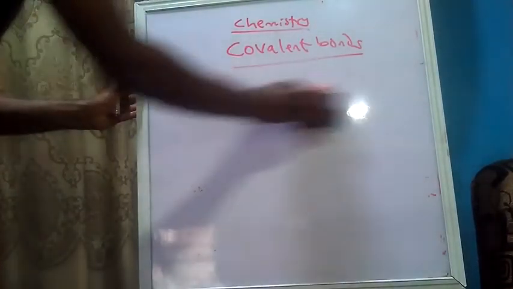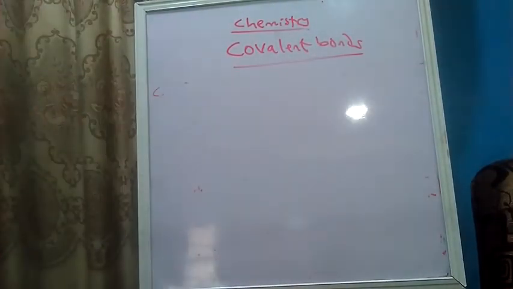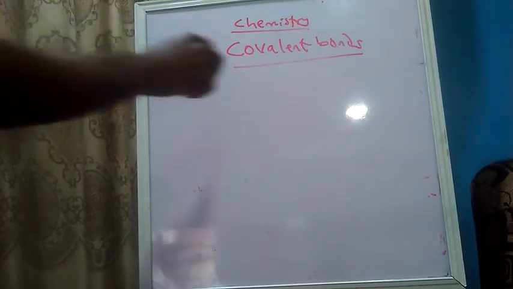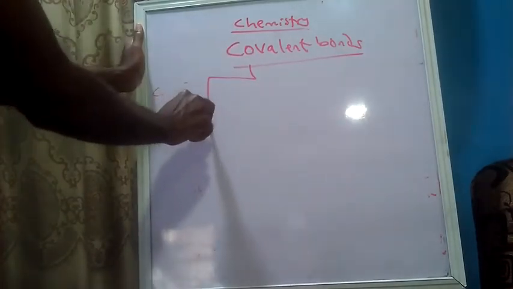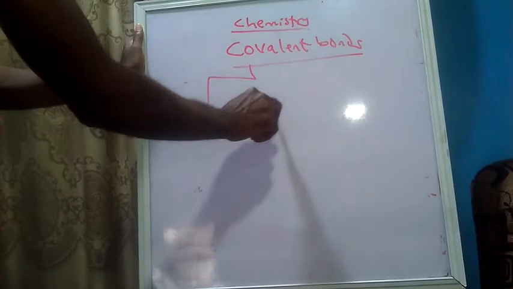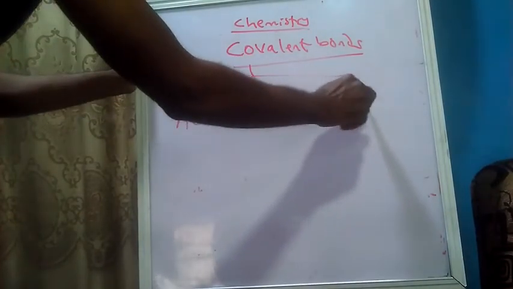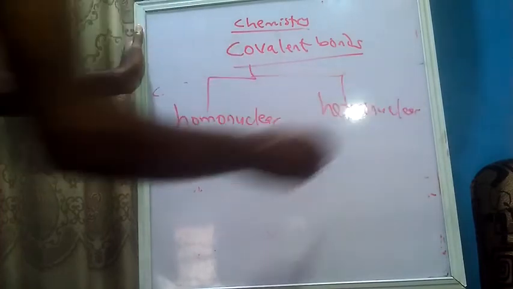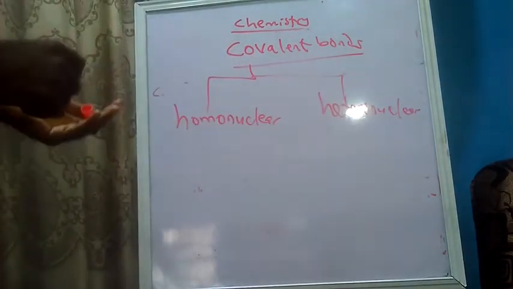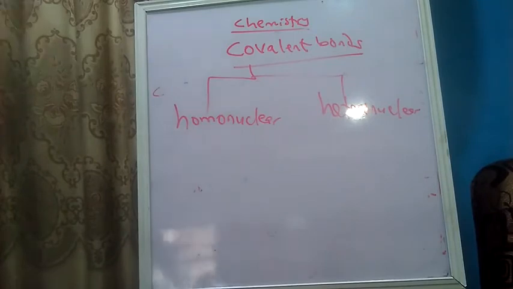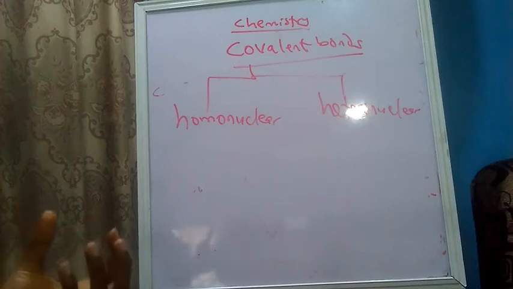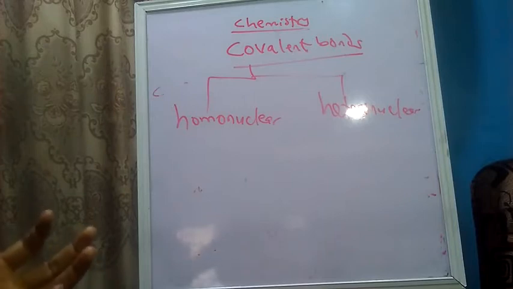Now, we are going to consider covalent bonds in this fashion. We are going to consider what is called homonuclear covalent bonds and heteronuclear covalent bonds. Now, do not worry too much about the use of words here. Homonuclear would simply mean the bonds that are shared between the same atoms, two or more of the same atoms. Whereas heteronuclear covalent bonds will be bonds that are formed or shared between two or more different atoms.